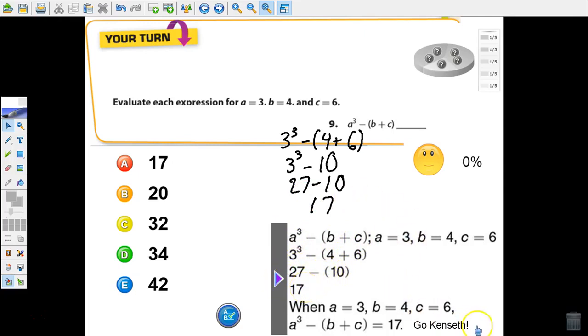And you get 17. Go Kenseth. I don't know. Maybe a NASCAR thing. I'm not sure.